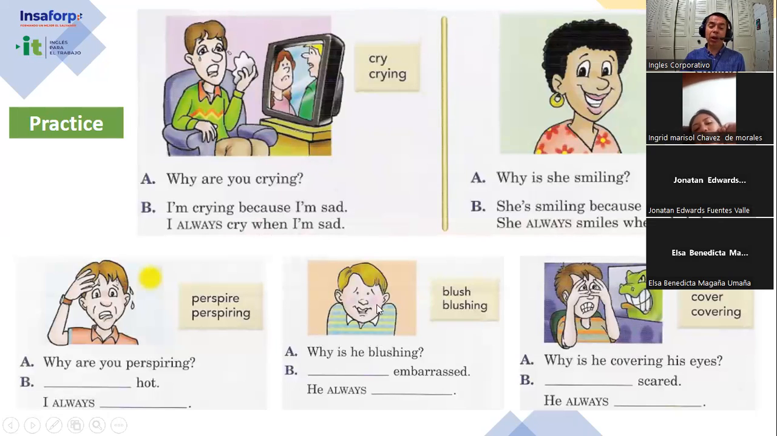Why is he blushing? Repeat, please. Why is he blushing? He is blushing because he is embarrassed. Le está penado, right? Con pena. He's embarrassed. He always blushes when he is embarrassed.